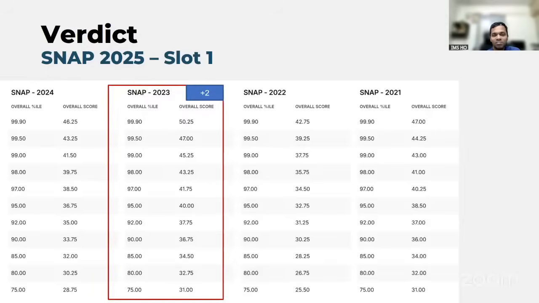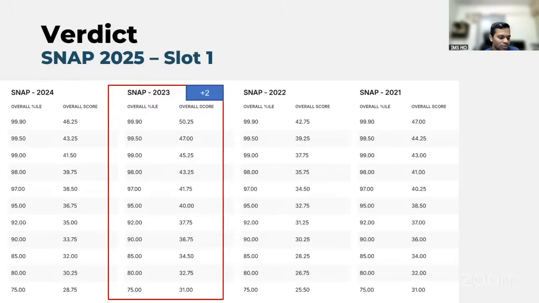But definitely, if it comes out to be similar, I think you are expecting the table of SNAP 2023 and you add 2 to it. Okay. What's the usual cutoff for SIBM, SCMHRD Pune? It is about 98 percentile. So the figure to look for in this particular table is 43.25. But as I said, you add a little bit to this, somewhere around 46 should be a 98 percentile, is my estimate right now.